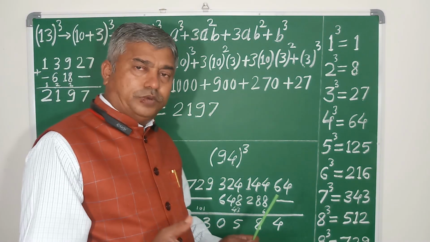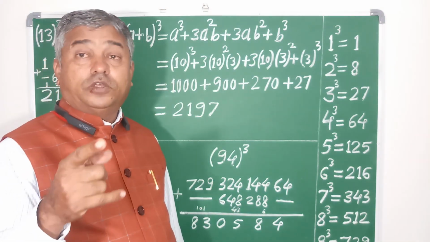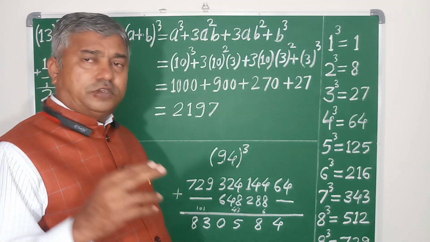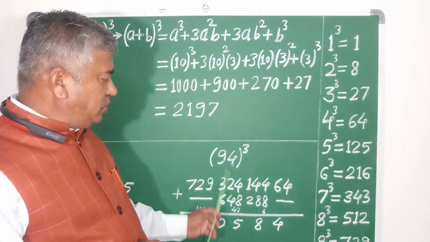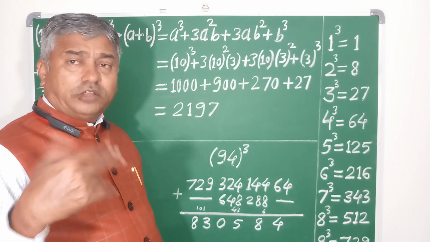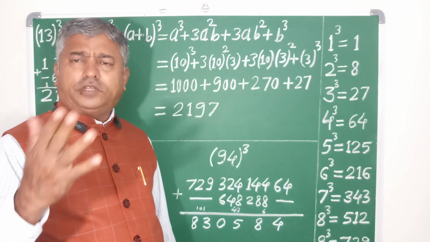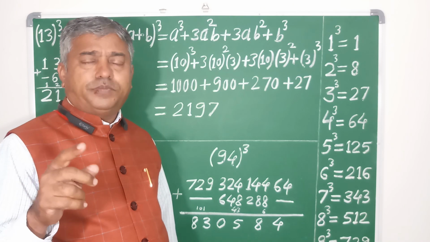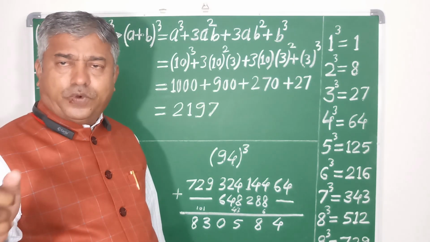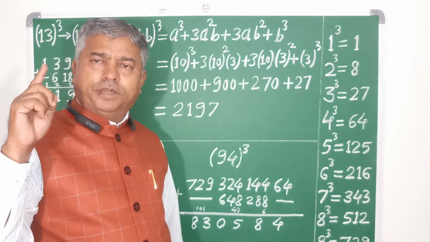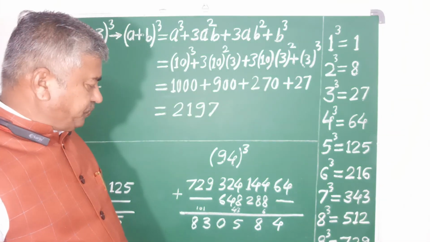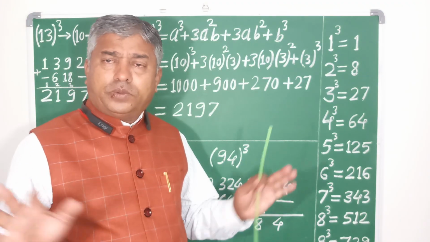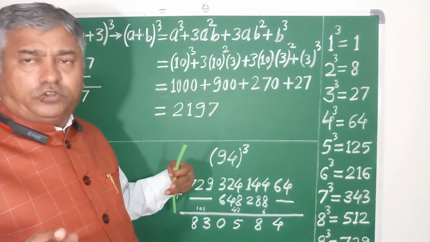Now third group, in third group we do the square of second and multiplication with first. That is, square of 4 is 16 into 9, that is 144. And last group, that is the cube of second, that is 4, cube of 4 is 64. It means 4 into 4 into 4. 4 4s are 16, 16 4s are 64. That is 64.